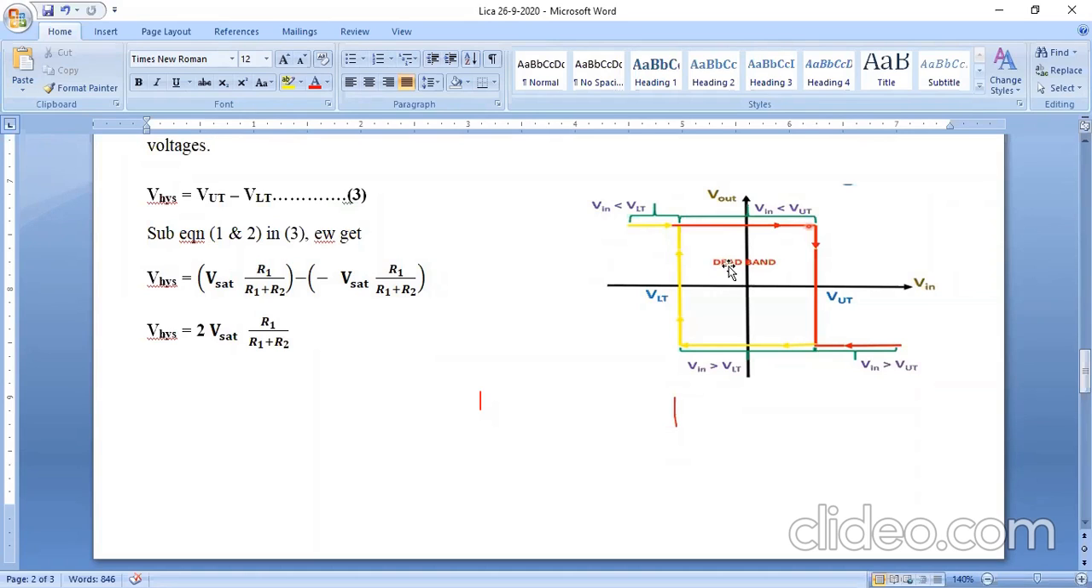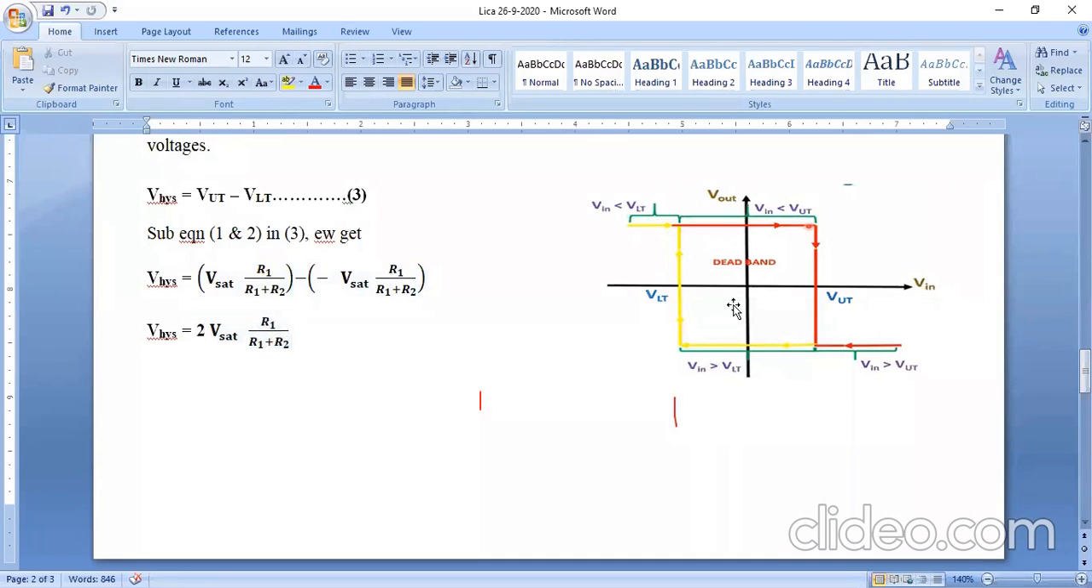At the condition of positive feedback, the dead band condition in the comparator is explained with the concept called hysteresis. It is the difference of upper threshold voltage with respect to lower threshold voltage. The hysteresis width which we observed through this expression can be changed or varied by changing the ratio of R1 and R2.